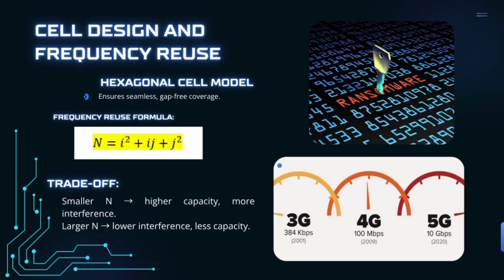Cellular systems reuse frequencies to serve many users simultaneously. Cells are ideally represented as hexagons because this shape allows even coverage without overlap or gaps. The frequency reuse formula defines how many cells can share a set of frequencies safely. The key is balance. Smaller clusters increase capacity but risk interference, while larger clusters reduce interference but lower total capacity. This principle is central to maximizing the efficiency of limited spectrum resources.